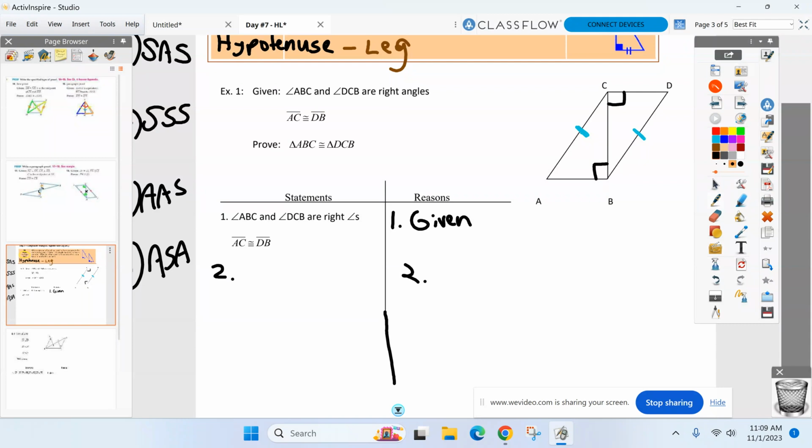So I already have a pair of sides. I have the right angles done. Is there anything you've already marked on your diagram in addition to that? Will? Which side? Yep, reflexive side CB. So I can mark that on my own. Now I'm looking at it.